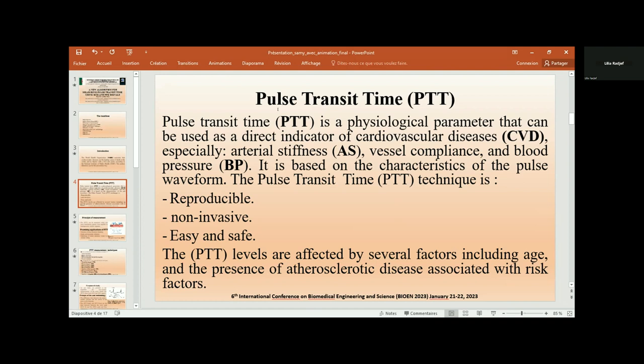So, for example, changes in PTT are related to the changes that occur in the cardiovascular system. For example, a decrease in both systolic blood pressure and arterial stiffness, or on the contrary, an increase in path length.